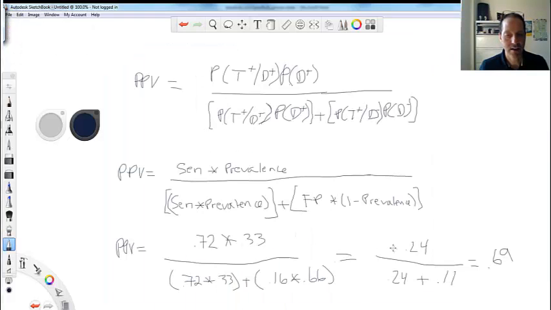And you can see that it's just a matter of having the numbers. You don't have to go through making that table, although you can. That's your choice. But if you have these data available, like prevalence, specificity and sensitivity, you can just use this Bayes' formula to calculate it.